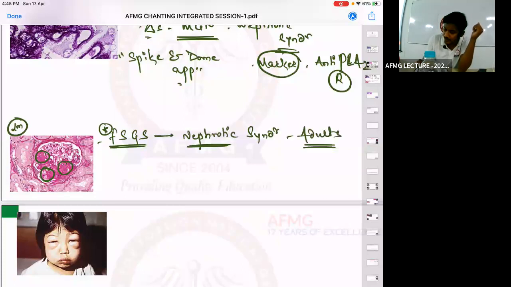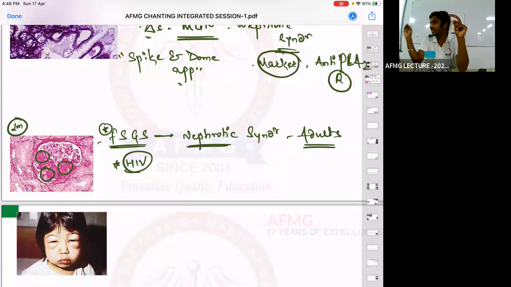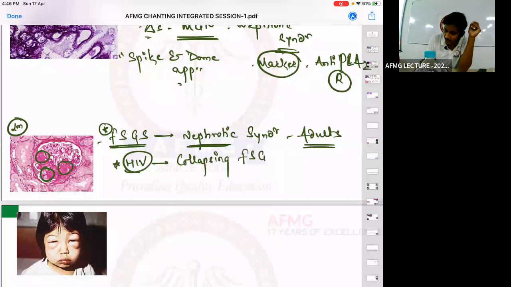It is the most common cause of nephrotic syndrome in adults, right? Primary FSGS is usually idiopathic. It does not have a known cause. But secondary FSGS is associated with multiple conditions, and the most important one is actually HIV. When FSGS is seen in patients with HIV, it will have the worst prognosis. And this variety of FSGS is called collapsing FSGS.